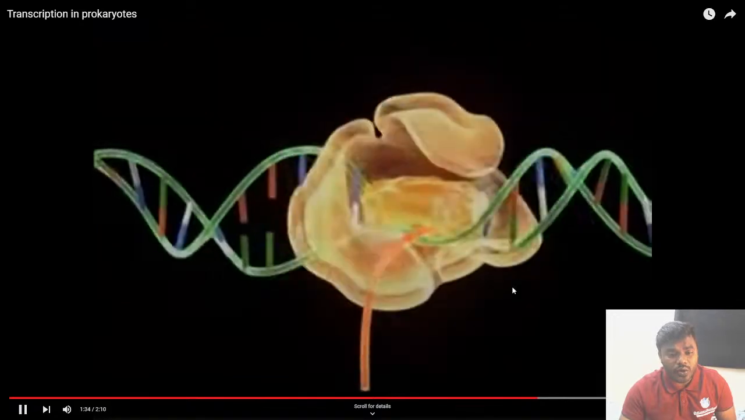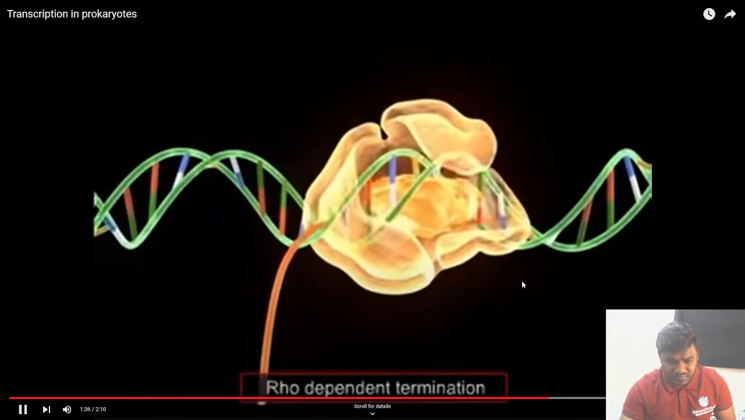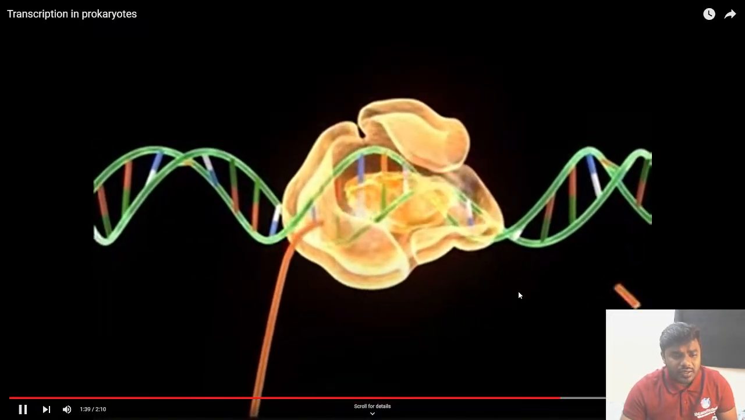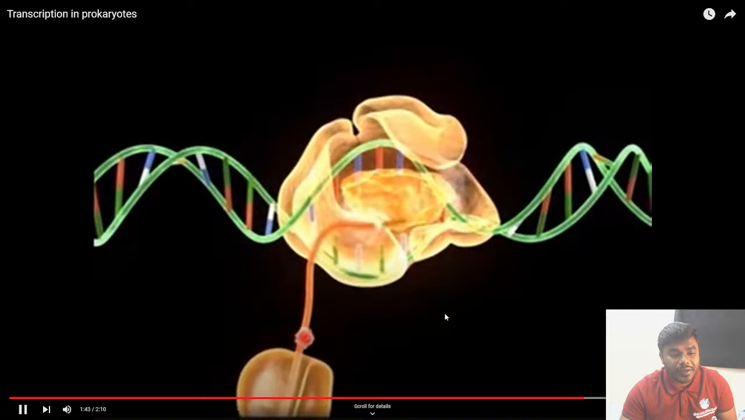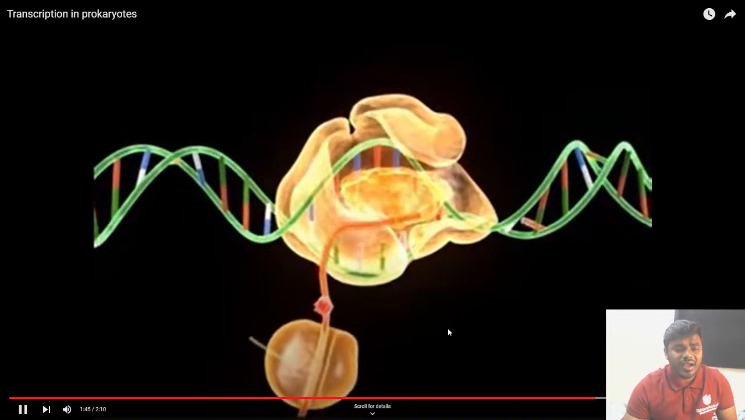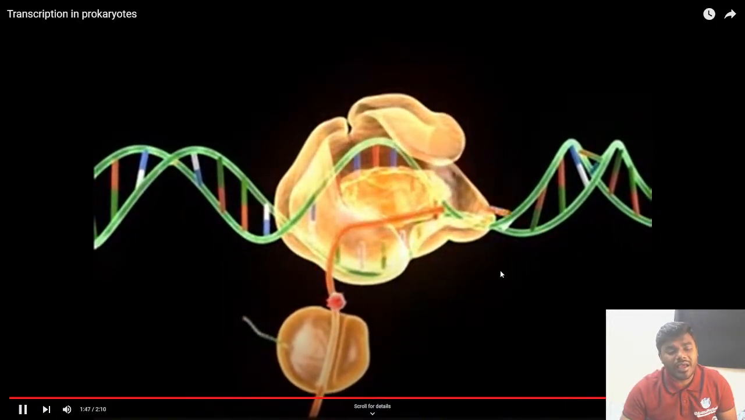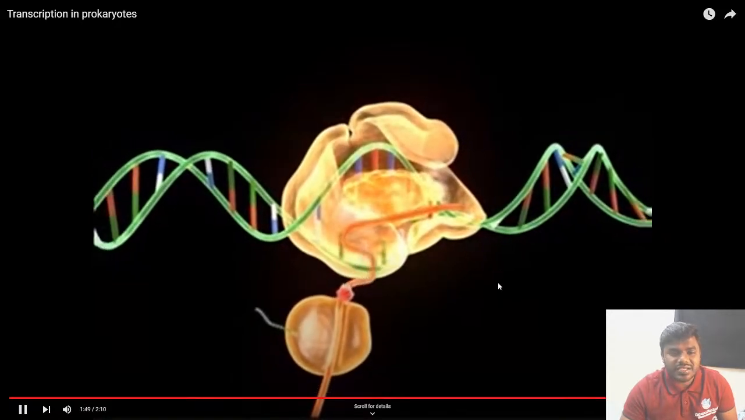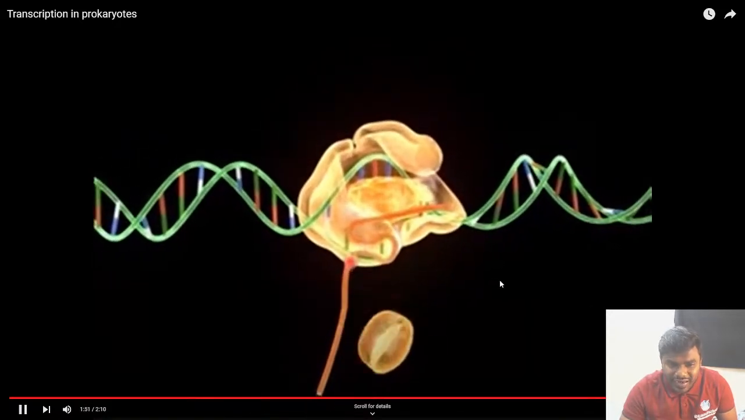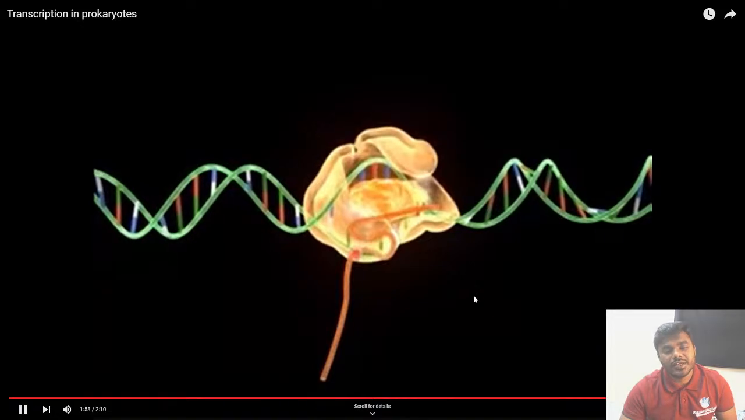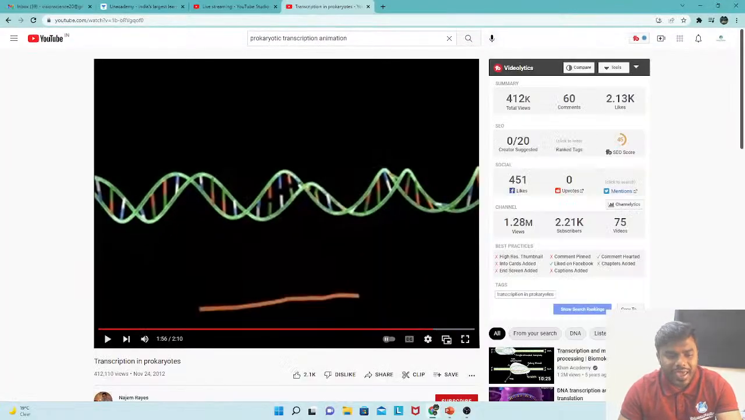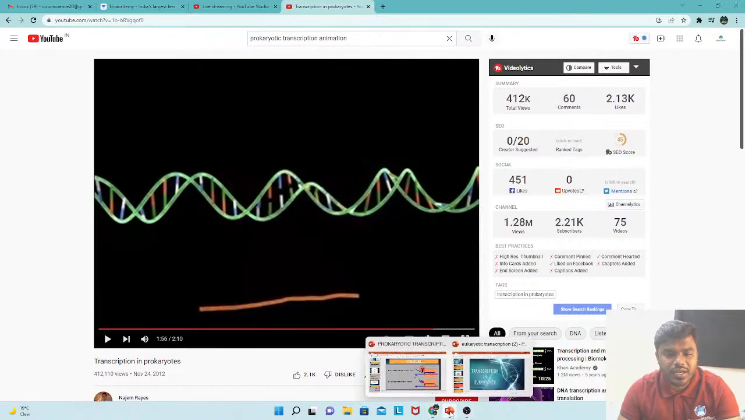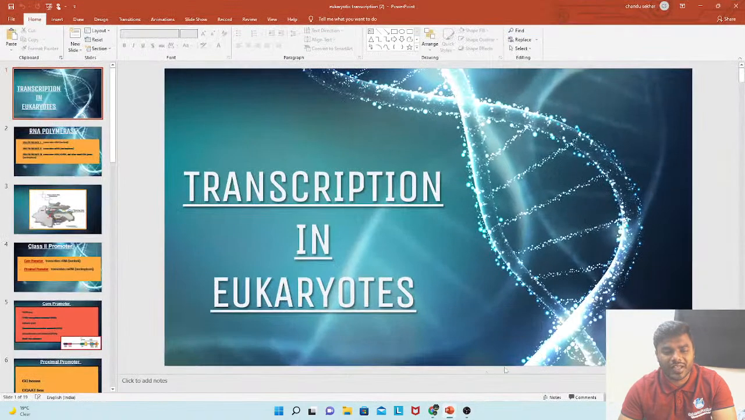But friends, when you look into the Rho-dependent, all of you look into this. See here, this is the Rho protein. Rho protein will come and attach to this RNA, and it will pull the RNA very fast. As a result, what is going to happen, friends? RNA comes out very easily. What do you call this, friends? Extrinsic termination. Please kindly don't forget that.